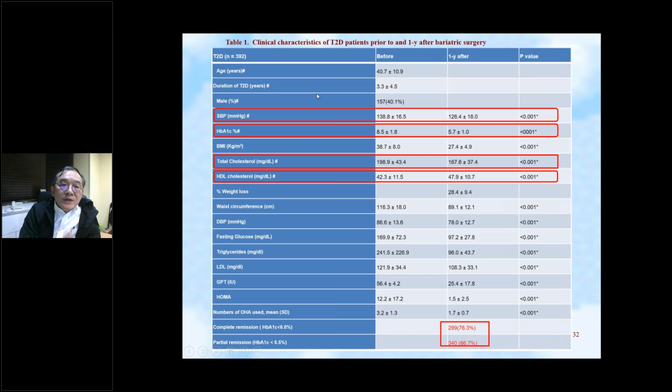So this is the data we evaluated in our cohort. In this group of patients, the 1-year diabetes remission is 76% for complete remission, and 86% when partial remission is included. It's not a bad result. And of the risk factors we just mentioned in the UKPDS system, the 4 measurable ones, systolic pressure, A1C, total cholesterol, and high-density lipoprotein, all significantly decreased in the study.